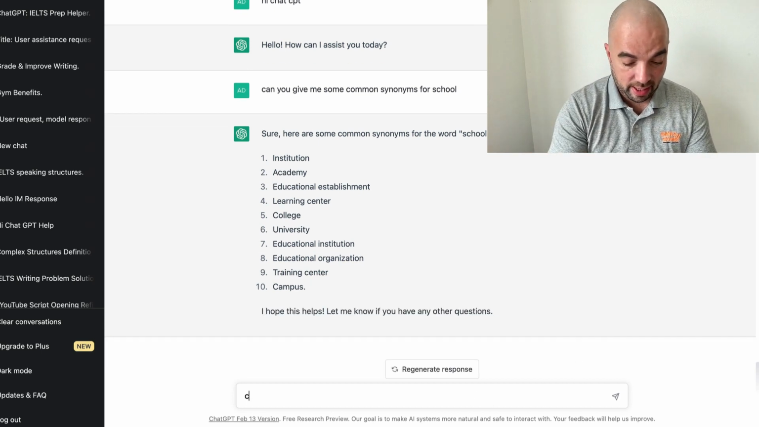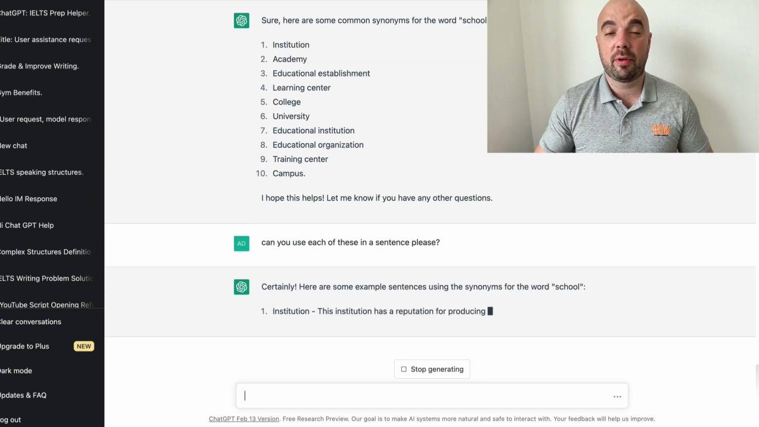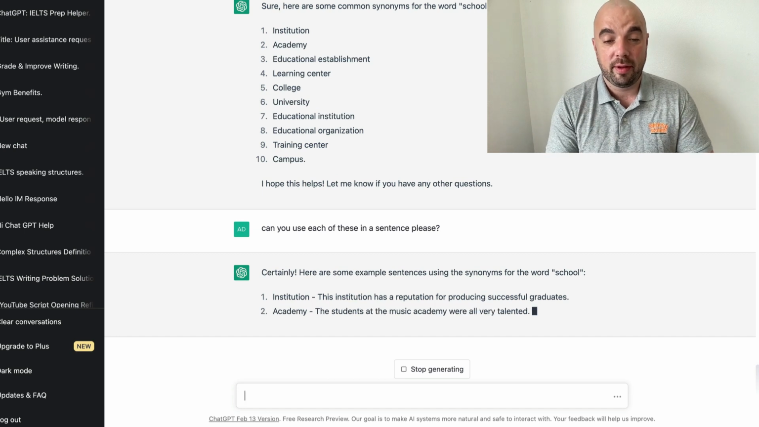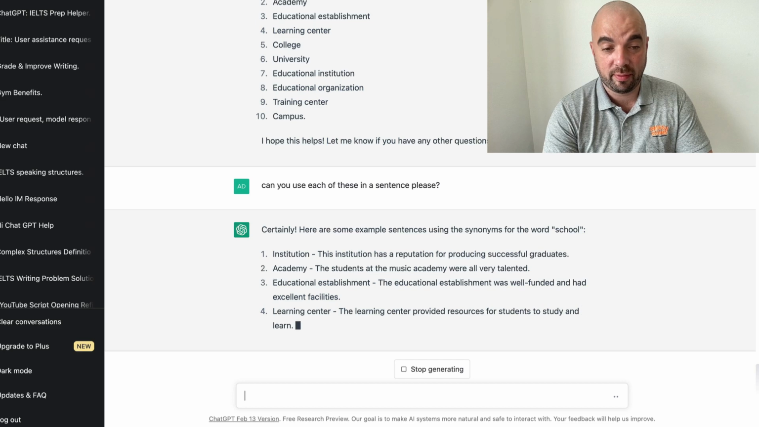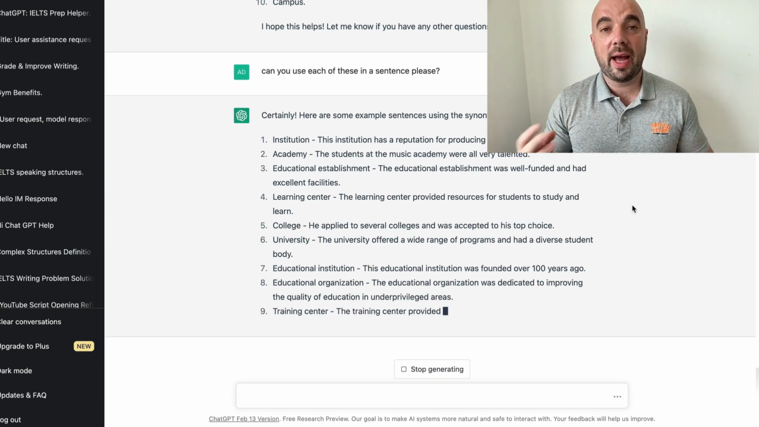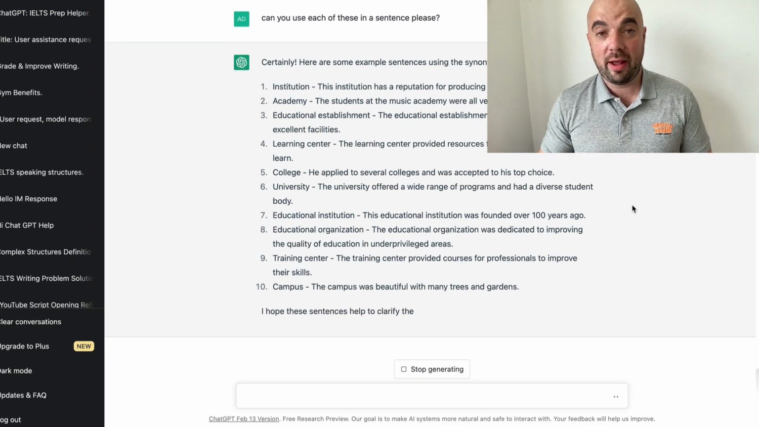Okay, great. So can you use each of these in a sentence, please? And then after it's given you the synonyms, it will give you different ways to use them. The institution has a reputation for producing successful graduates. And for IELTS, you can note these down, read them, and use them in your own essays correctly.